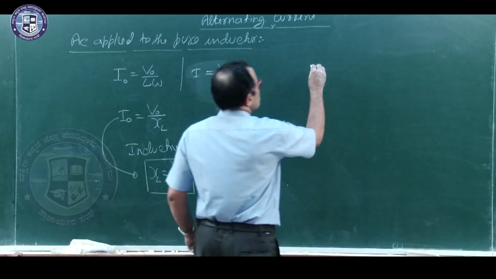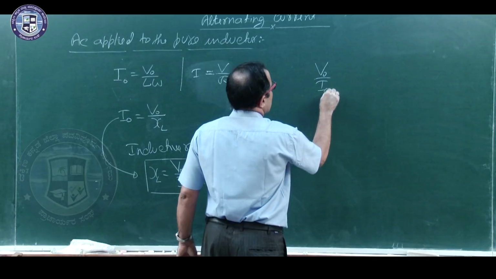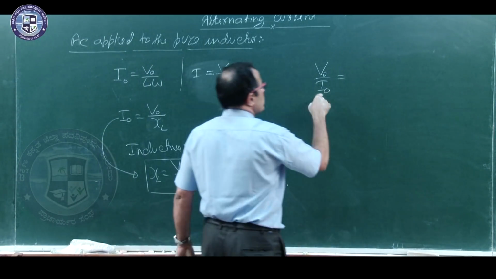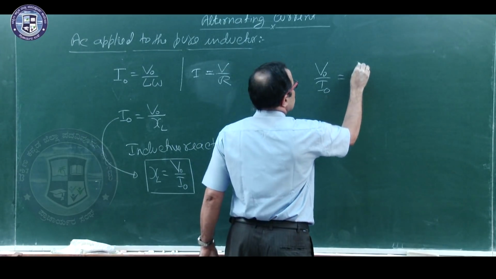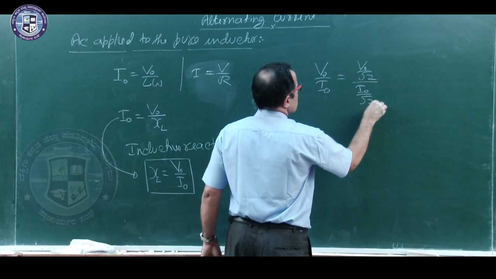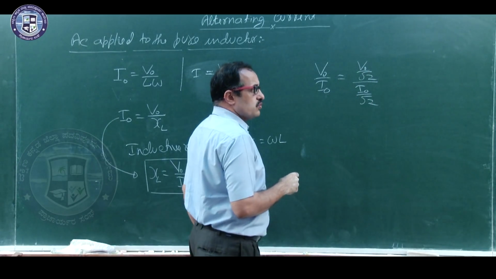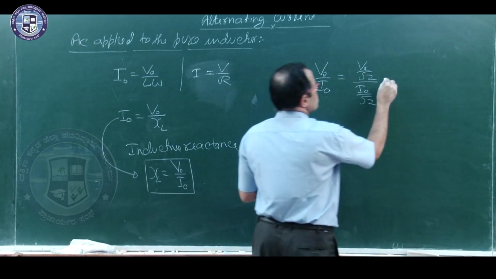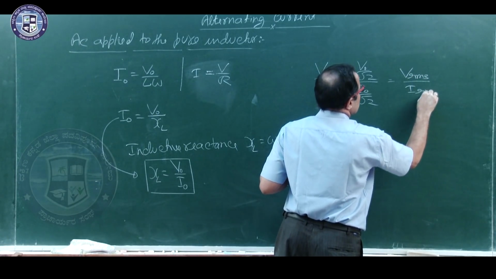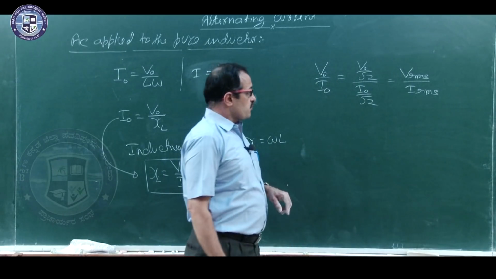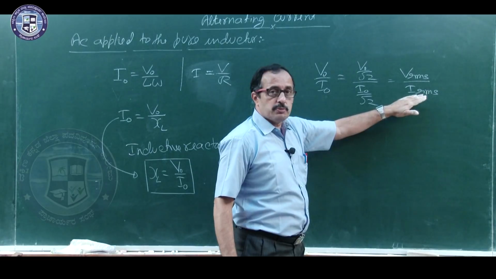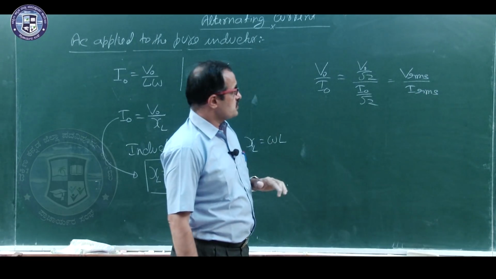See here, V naught by I naught. What I will do for the numerator and denominator, I will divide it by root 2. V naught by root 2, and I naught by root 2. But what is V naught by root 2? V naught by root 2 is Vrms. I naught by root 2 is IRMS. Therefore, V naught by I naught is also equal to Vrms by IRMS.